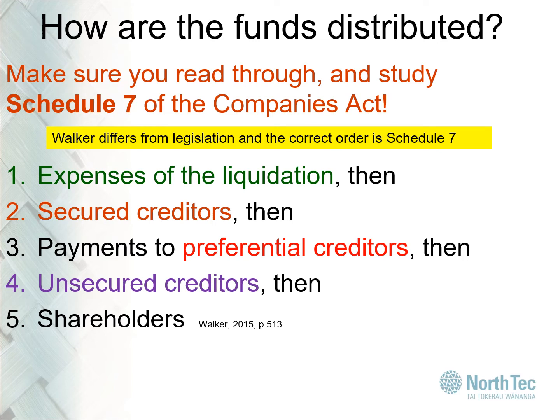First, the money that will be paid is the expenses of the liquidation. In other words, the liquidator will first pay himself. Then the secured creditors will be paid. Then payments to preferential creditors, where the employees are included. And then the unsecured creditors, and only then the shareholders will share in the remaining assets.